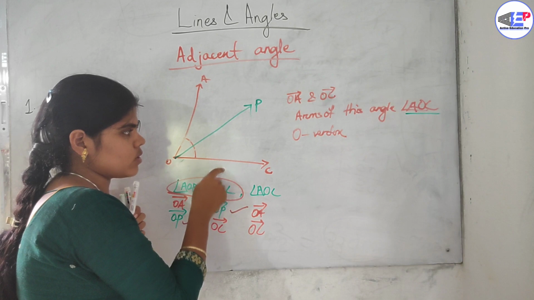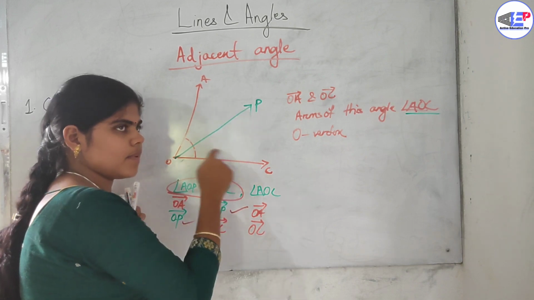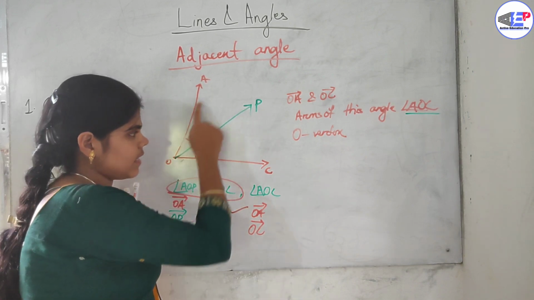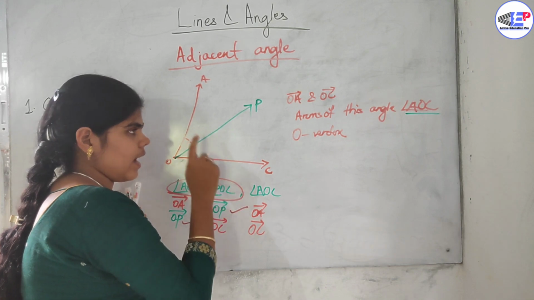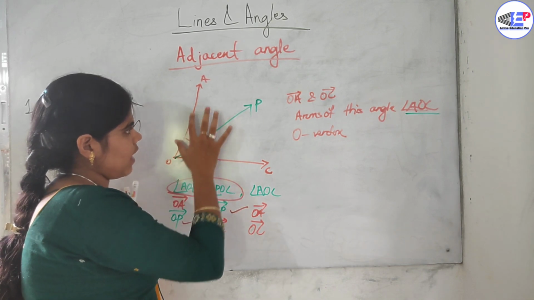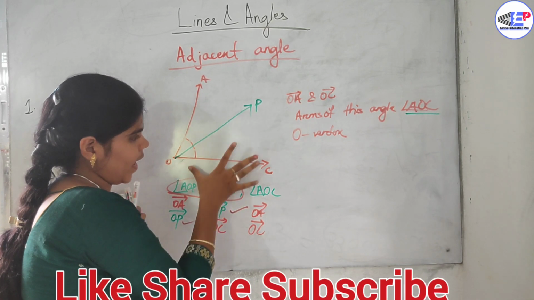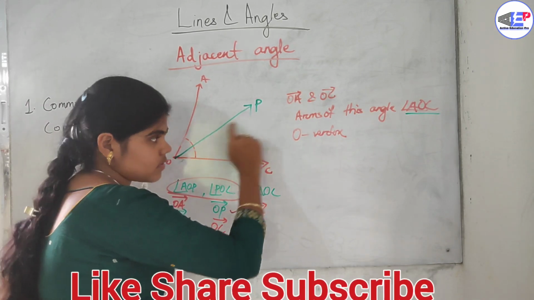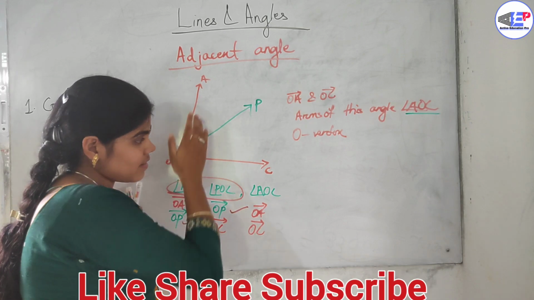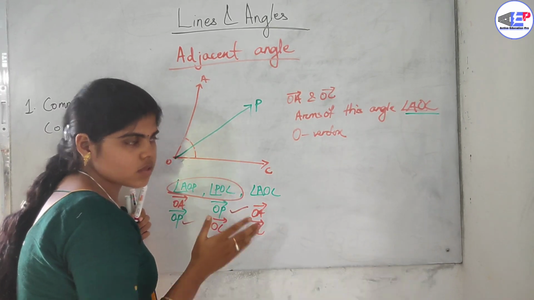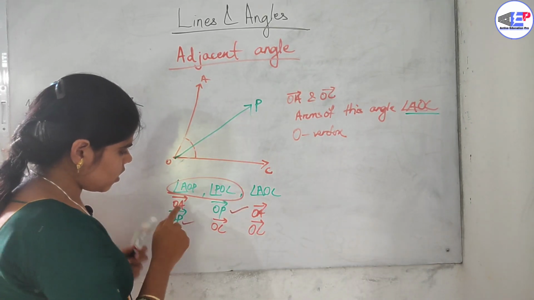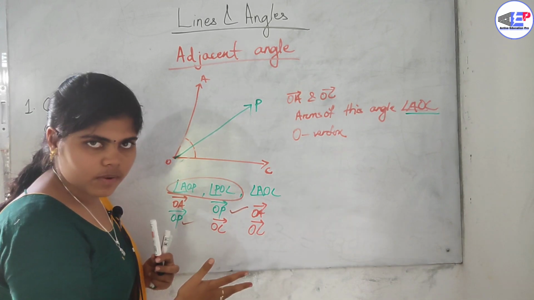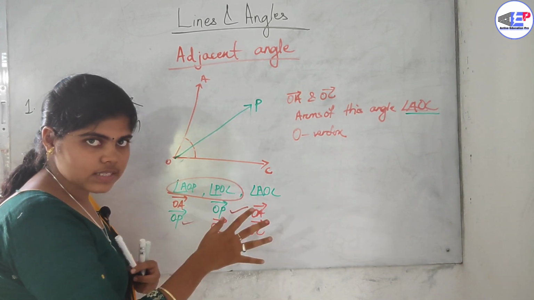OA, OP and OC. There are two angles, AOP and POC. There are two adjacent angles, AOP and POC, and minimum at least we require three arms: OA, OP and OC. There is one common arm, the green arm. So this is OP, the green color arm, and the red color arms are the non-common arms, OA and OC. Look here, OA and OC are the non-common arms. It is not the same in both these angles.